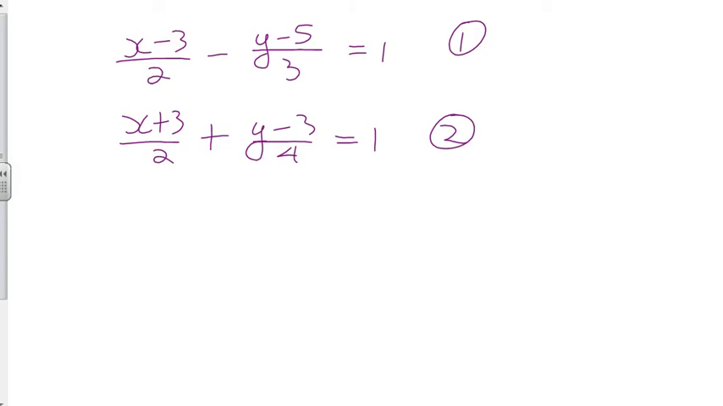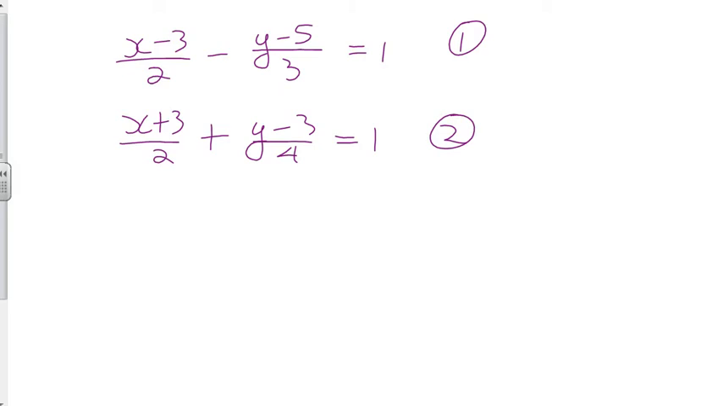No. Well, maybe. I don't know. That's thinking further ahead than I was thinking. So the first thing that I would be thinking is, okay, let's get rid of the denominators, so let's multiply by the lowest common denominator. So we like to eliminate fractions, right? And we can eliminate fractions by multiplying by the lowest common denominator.